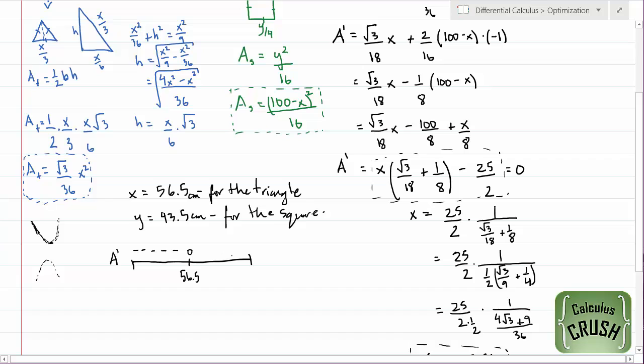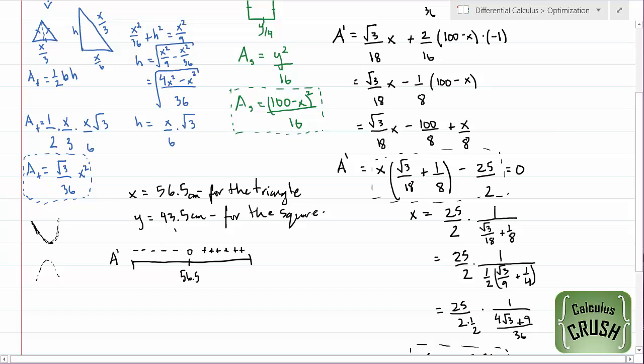Let's choose a number bigger than 56.5. How about 1,000,000? I don't want to choose a smaller number because I don't want to actually plug it in and calculate it. But if we choose 1,000,000 for x, 1,000,000 times this thing in here, well, this is some number probably around, I don't know, root 3 is 1 point something divided by 18, so it's 0.1 plus, I don't know, it's around 0.2, let's say, or 0.3. 1,000,000 times 0.3, that's 300,000 minus 12.5. It's positive. It's a number bigger than 0. So we're all positive on this side.